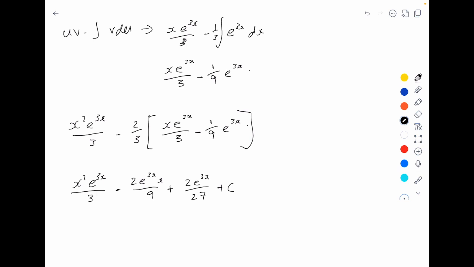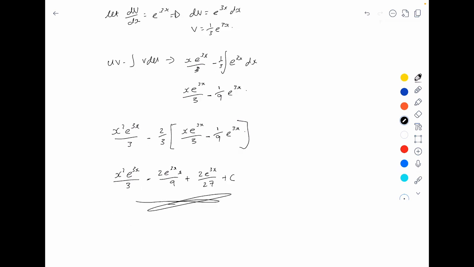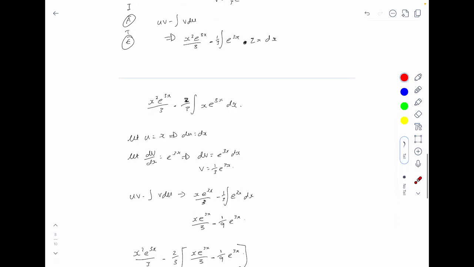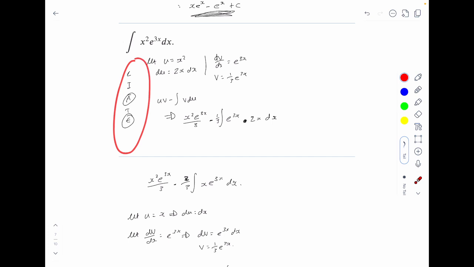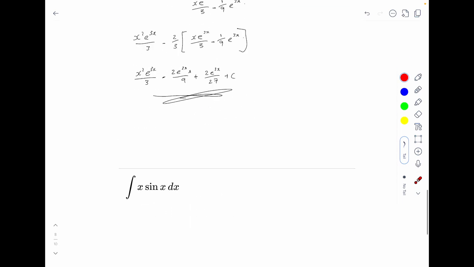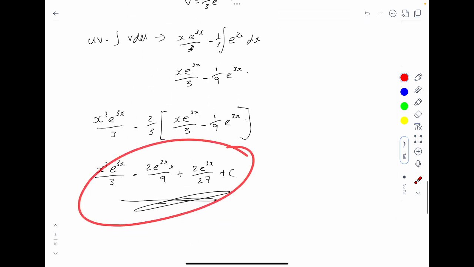Okay, and that, guys, is going to be the final answer to that integral. So just to recap there, again, it's all about LIATE. So A at the top, put it there, E's at the bottom, so we make that dv. Very simple. That helps us to solve this problem, no issues.